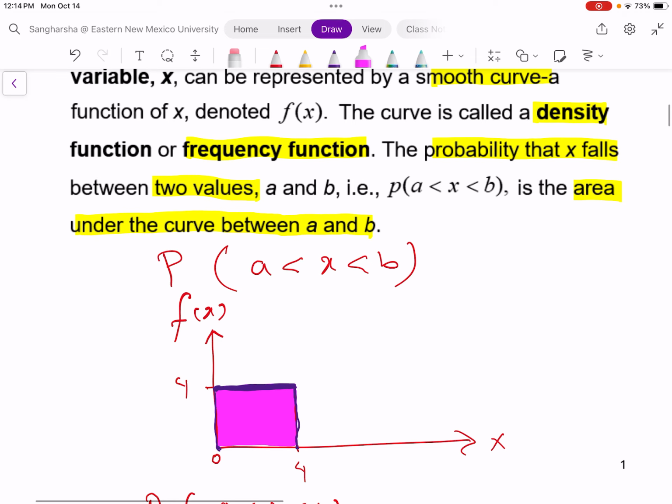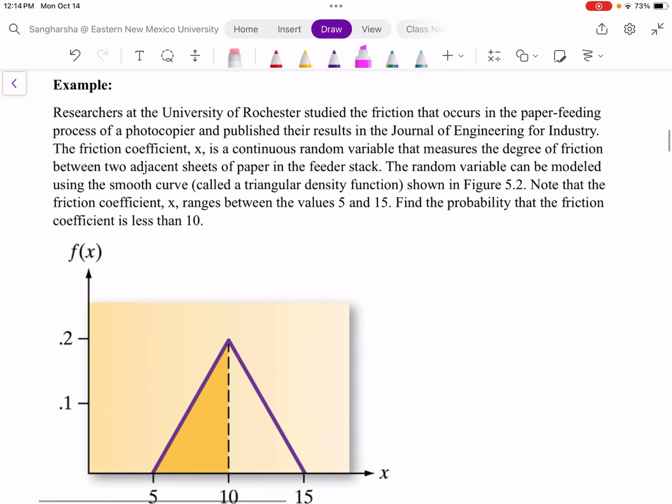Now let's go to an example. So here we have an example. Researchers at the University of Rochester studied the friction that occurs in the paper feeding process. Now, what kind of number do we get for this experiment? If you are trying to collect the friction that occurs in the paper feeding process, is this a random variable, discrete or continuous?